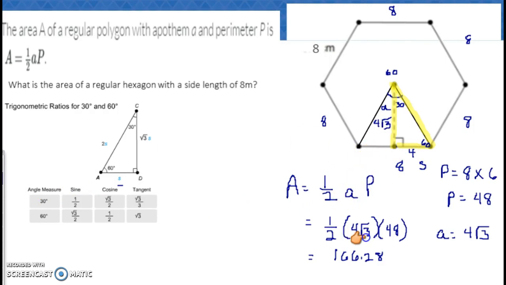So 4 times the square root of 3 times 48, and then plug that in, divide by 2. That gives you 166.28. Remember, you're just changing this to a decimal. Put in your calculator the square root of 3 times 4 times 48, divide by 2, and that's how you get this number.